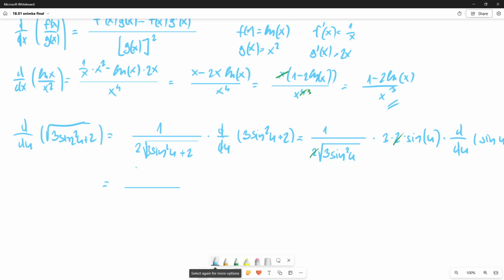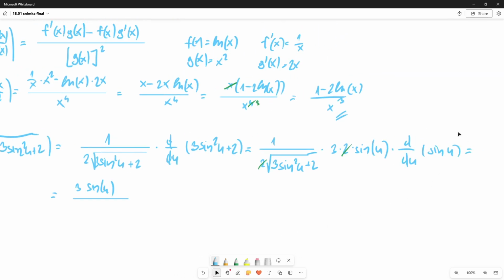Sorry, plus 2 must be over here under the square root. So we get 3 times sine u times cosine u, which is obtained as a derivative of sine u. And here below we have this square root of 3 times sine square u plus 2.